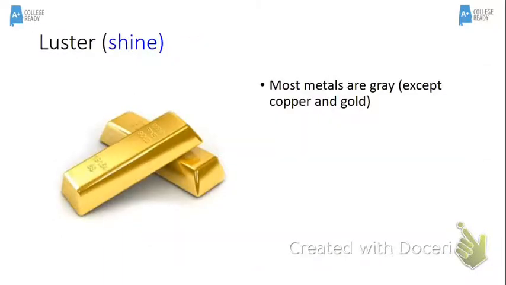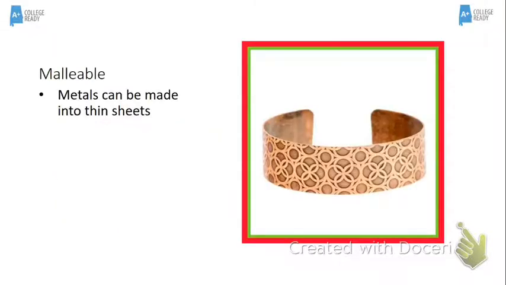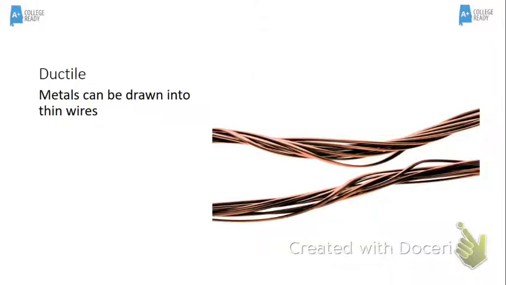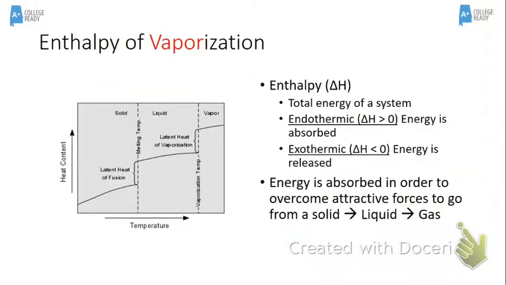So some characteristics of our metals is they have luster to them, which means they shine. We can draw them into thin sheets. They're ductile, which is why we use them for wires. And then we also have high energy in order to get them to vaporize. So there is a lot of energy that has to be input into the system in order for the vaporization to occur.